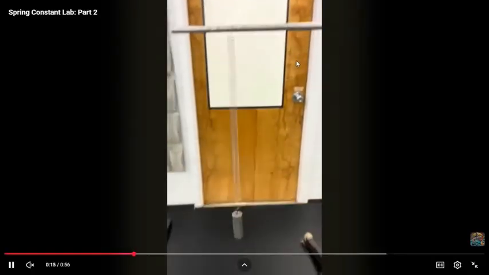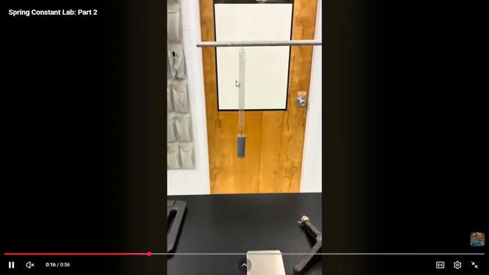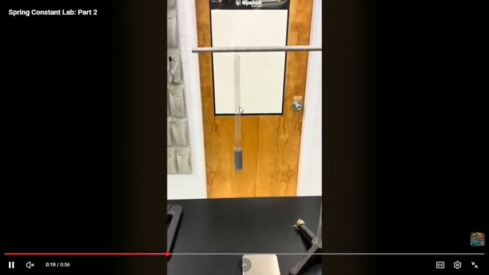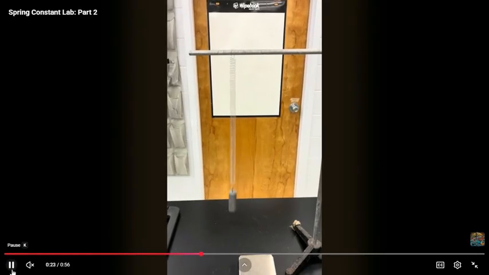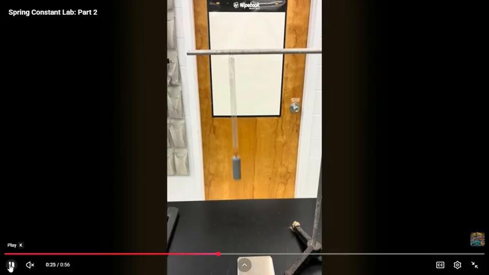Anyways, convert to kilograms. And yeah, so here's the motion, right? And you're going to time that to be able to measure the frequency.